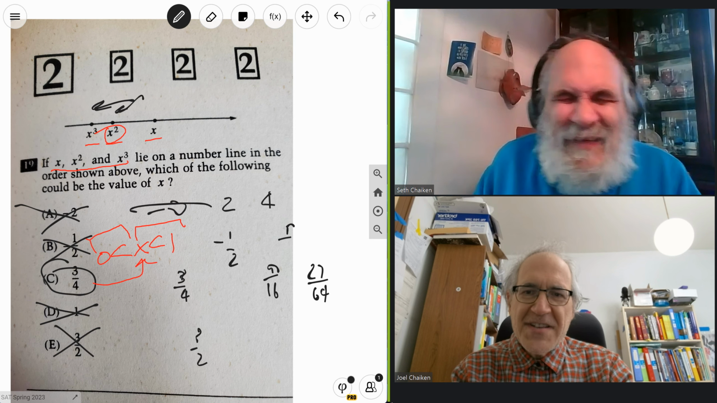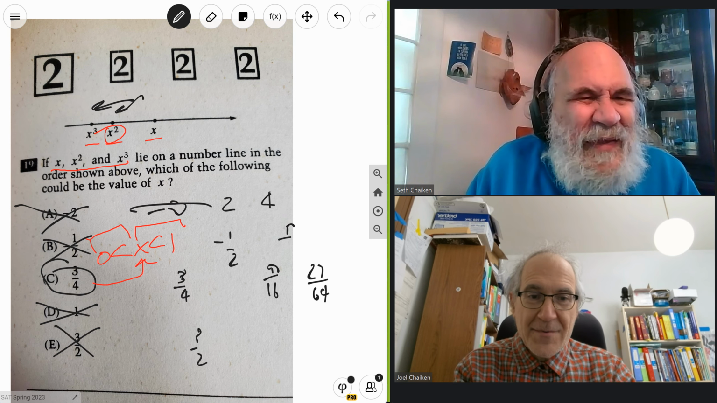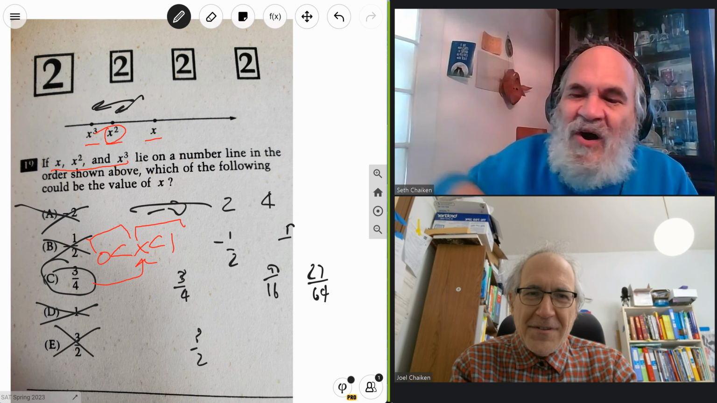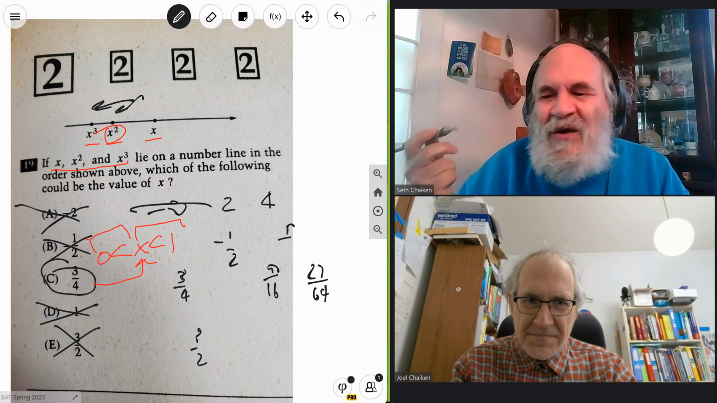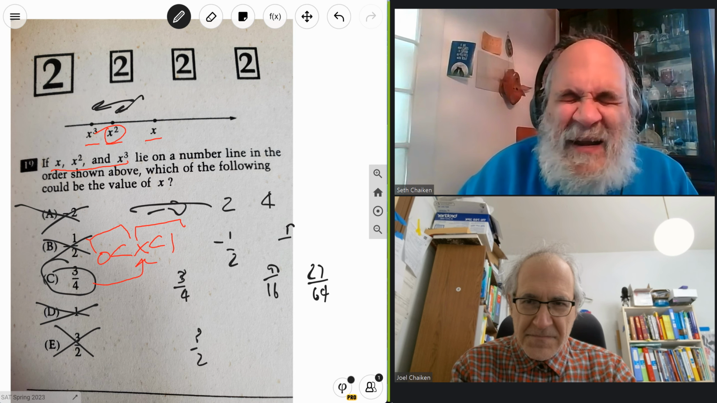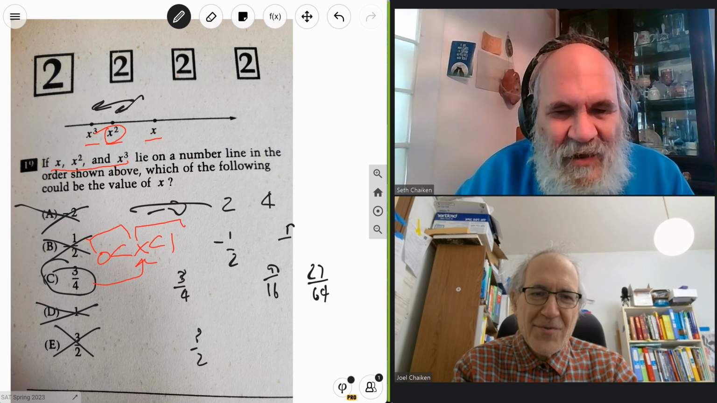So I was pretending I was in kindergarten or first grade or second grade, when I didn't know anything about negative numbers. In second grade and kindergarten, they don't talk about squaring fractions, but they also don't talk about negative numbers. So I was crossing out both.